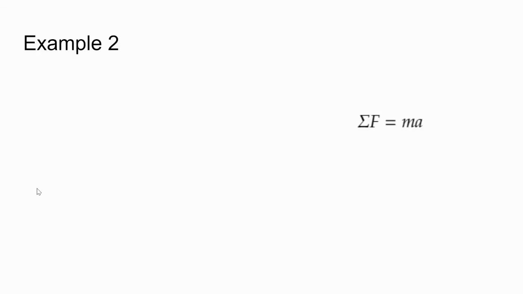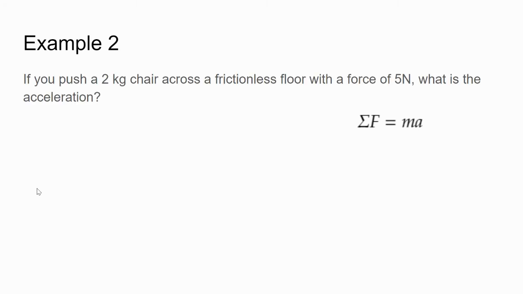So let me show you a couple other examples. My equation is already there. Example number 2: if you push a 2-kilogram chair across a frictionless floor with a force of 5 newtons, what is the acceleration? If it's frictionless, that means we don't have any friction. Our givens here are the mass of the chair is 2 kilograms, the applied force, that's what that sub A means, is 5 newtons, and we want to know what the acceleration is. So acceleration equals question mark.